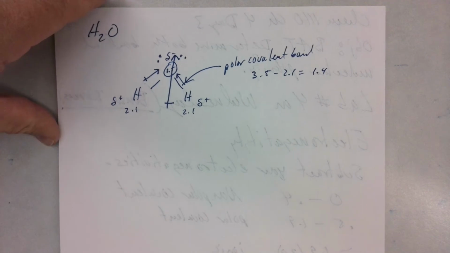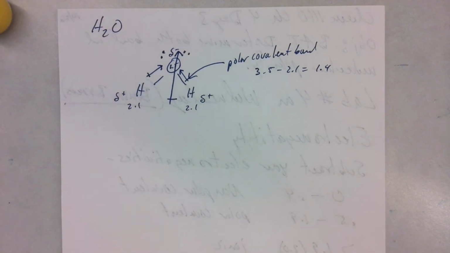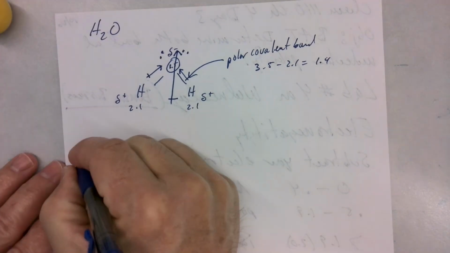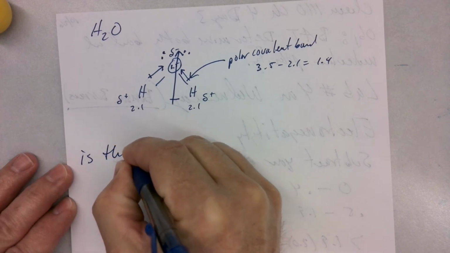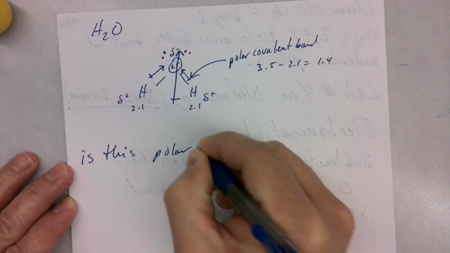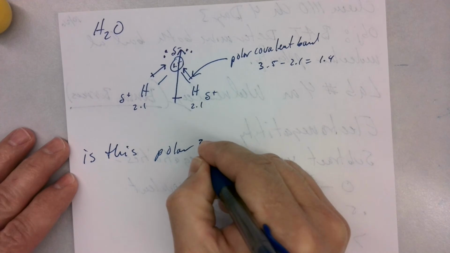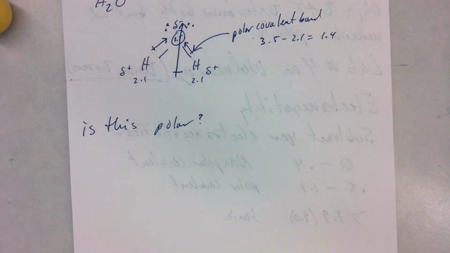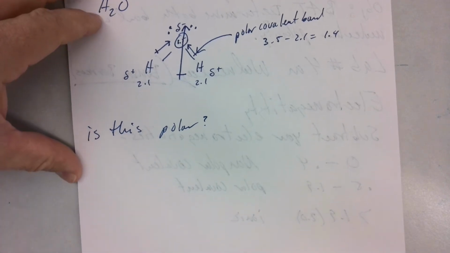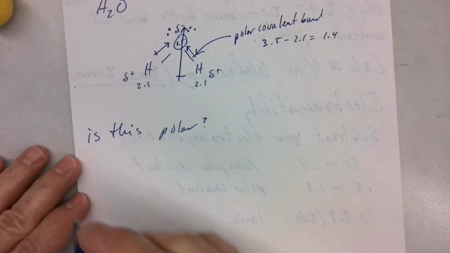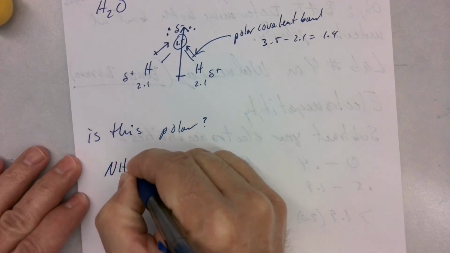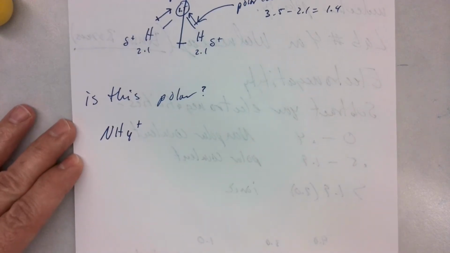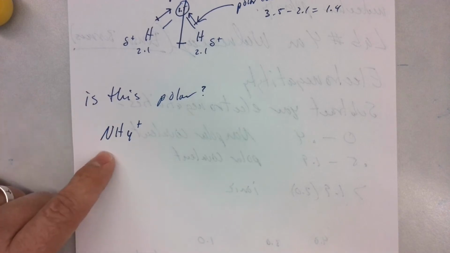So now what they're going to do is this. They're going to give you a molecule. They're simply going to say, is this polar? Oh, that's on the last Learn Smart, isn't it? One of them. I don't remember which one. But yeah. So they're going to give you a molecule, and it doesn't matter what it is. Let's say I give you ammonium, NH4 positive. Now what I would do is I would draw NH4 positive.